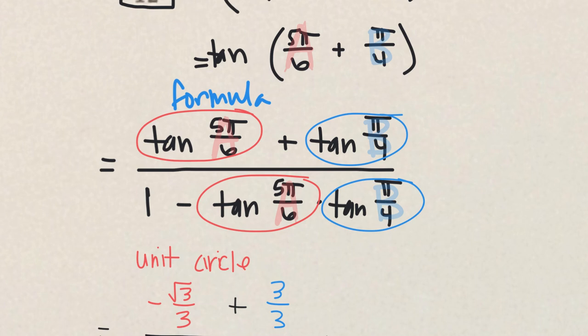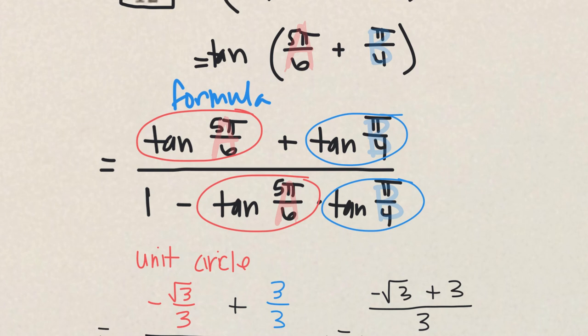Same thing in the denominator. I'm going to change my 1 to be a 3 over 3. That way I can actually do this fractional addition. And when I do it, I get negative root 3 plus 3, all divided by 3, right? That's my numerator now. All divided by positive 3 plus root 3 divided by 3 also. That's my denominator.